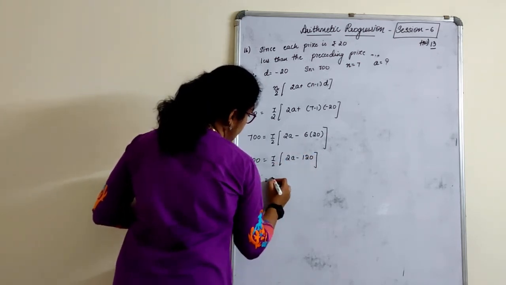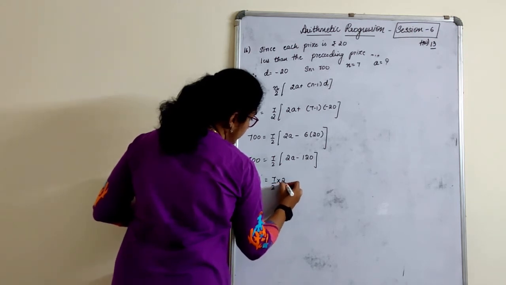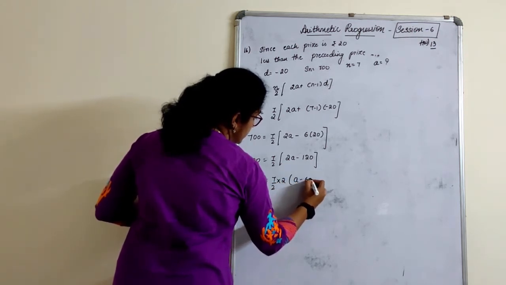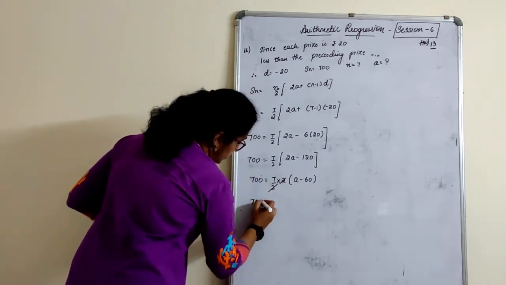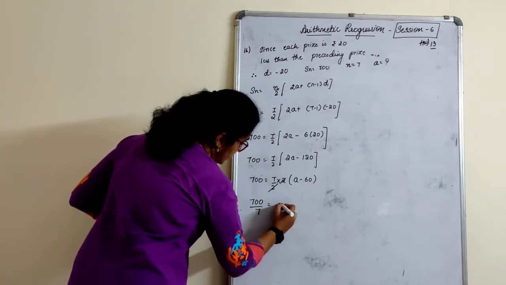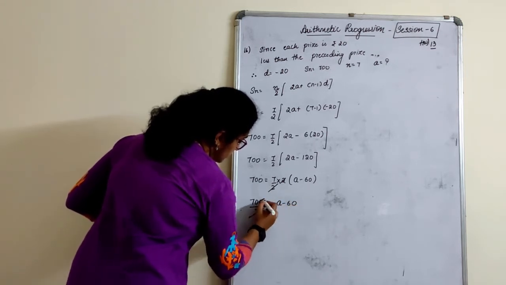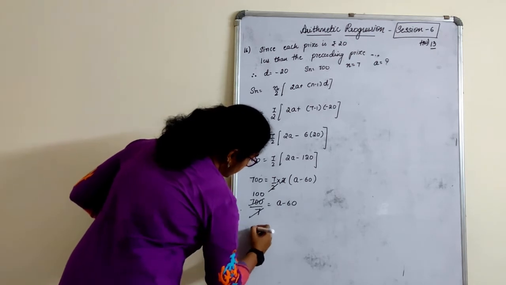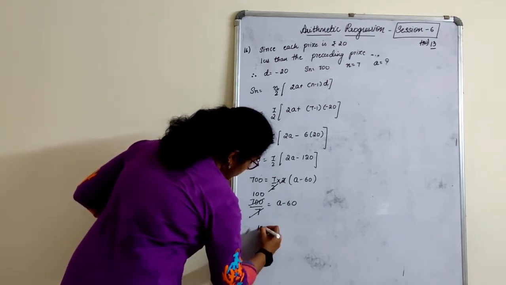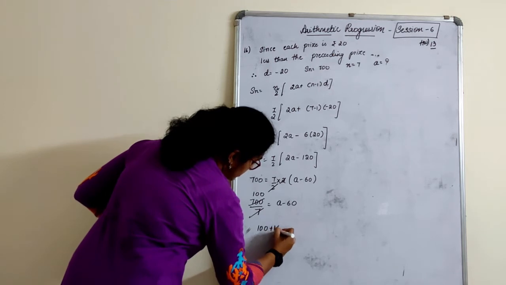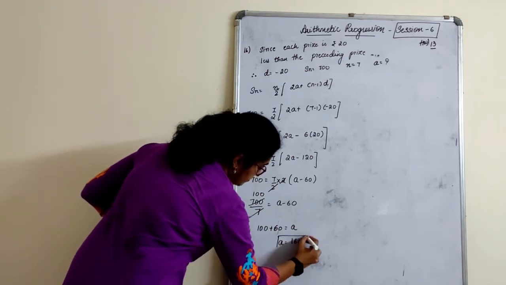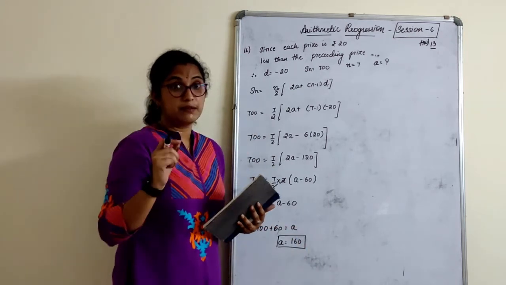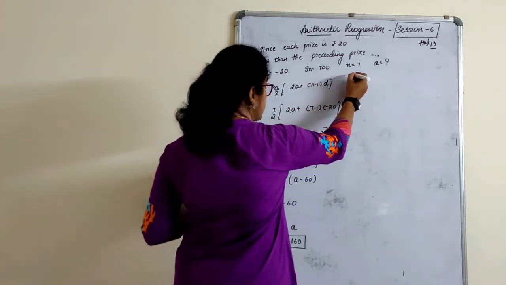Can I take 2 common? 7 by 2 into 2, a minus 60, 700. Bring this 7 down. 700 divided by 7 is equal to a minus 60. 100 is the sum. So 100 plus 60 is equal to a. Therefore, a is 160. Therefore, what is the first prize amount? First prize amount is 160.